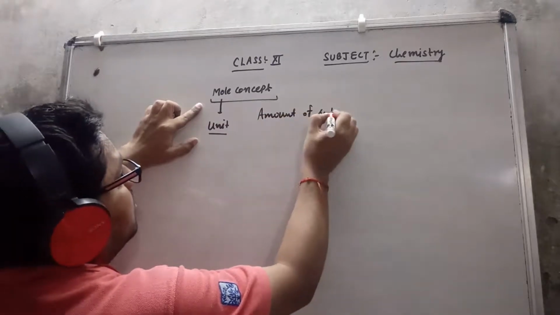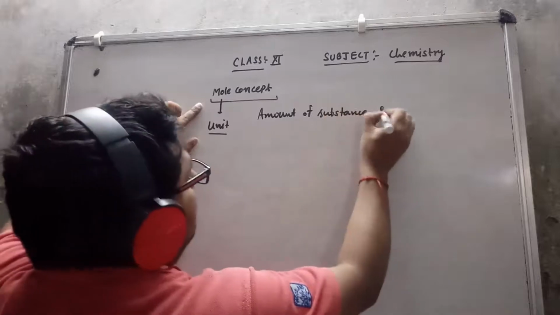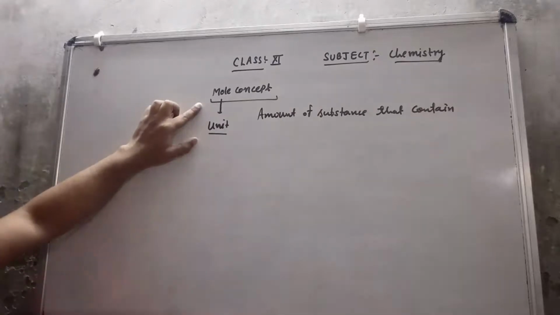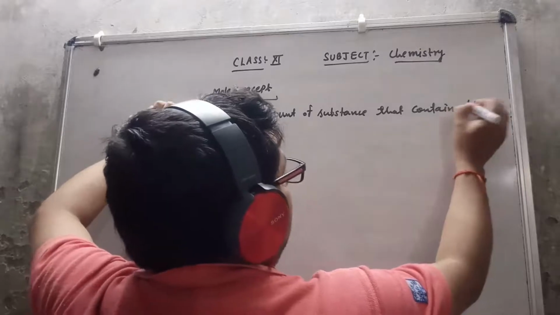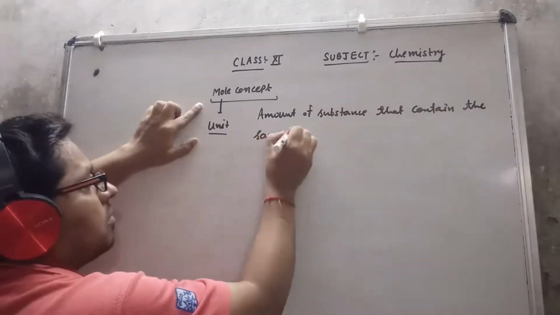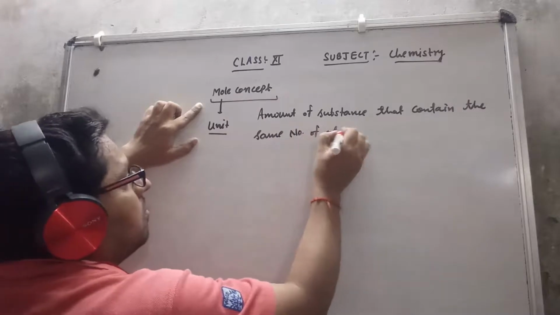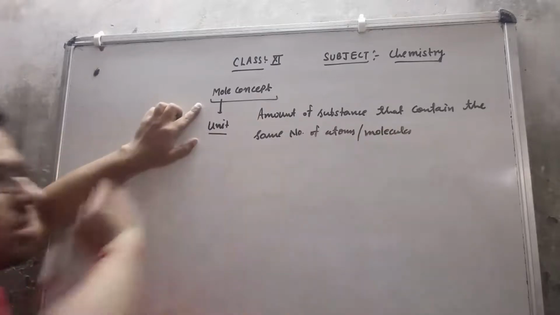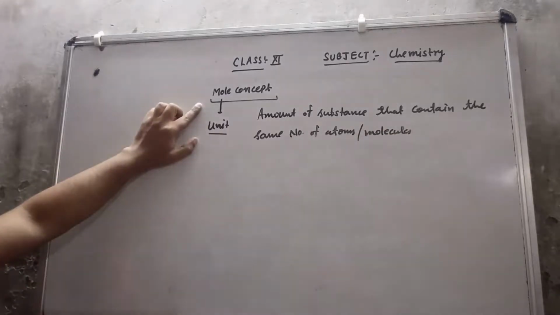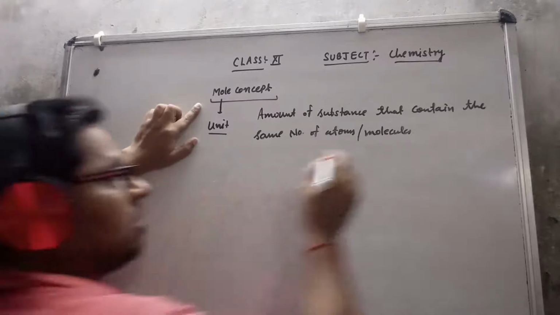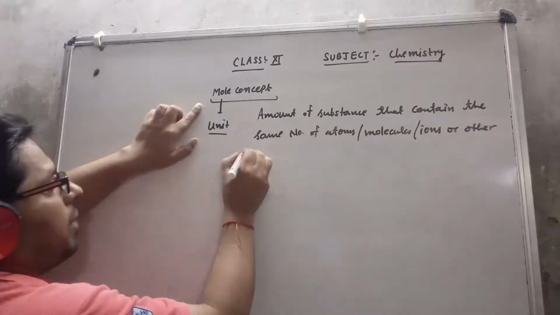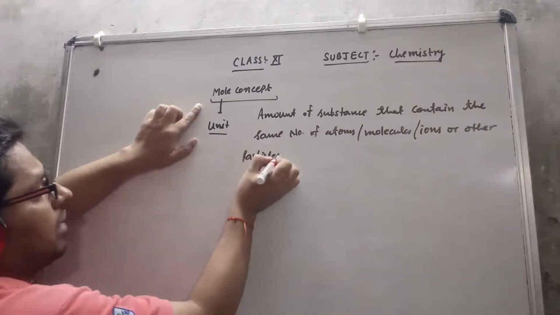the same number of atoms or molecules, or ions or other particles. Anything can be possible there.